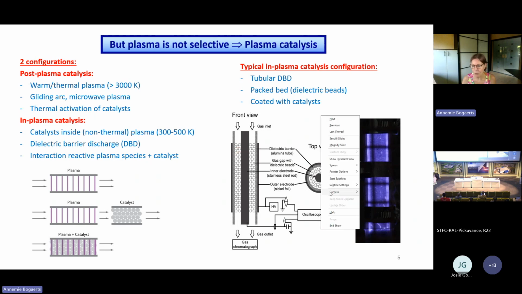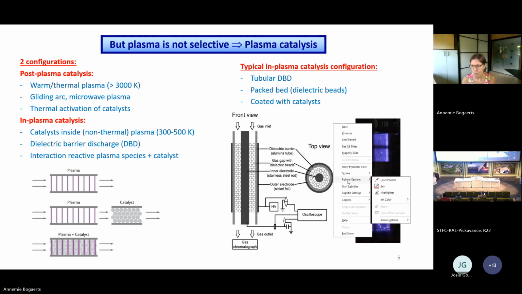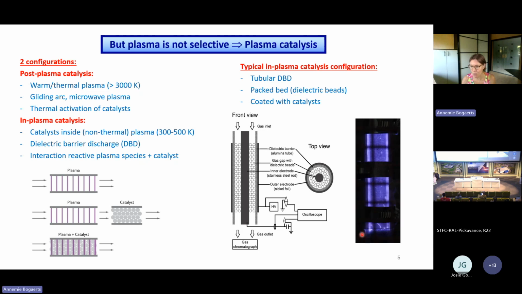Here you also see, I will just stop my pointer so that I can open. Yeah, okay, I think it's not working, but here you saw streamers inside a plasma. So this is a side view, and this is a top view, how it looks.